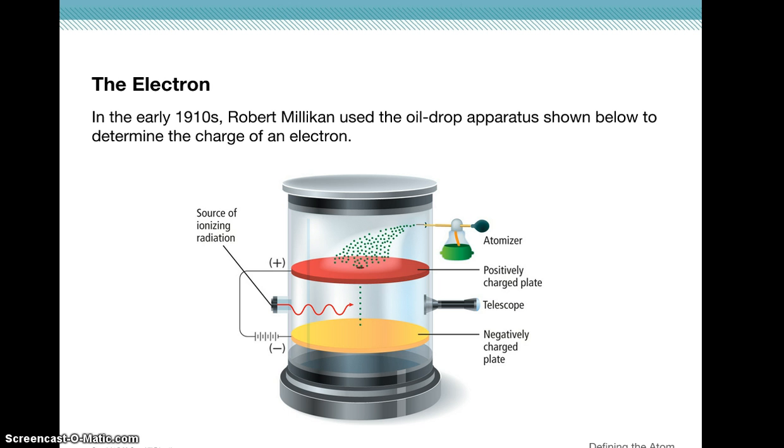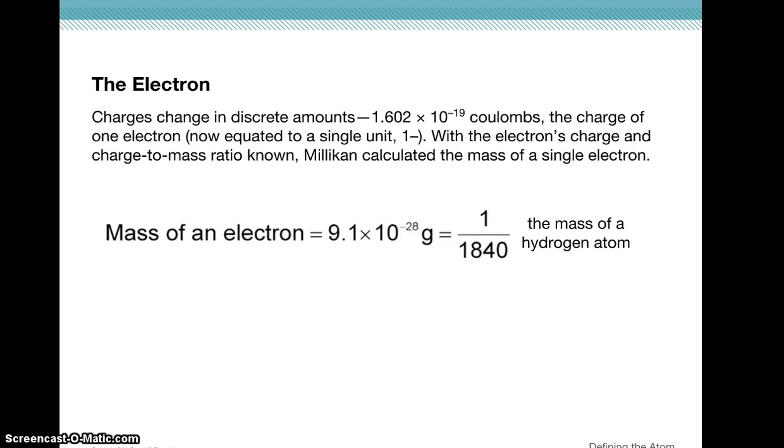Now, once Thomson discovered the electron, Robert Millikan used what's called the oil drop apparatus, or the oil drop experiment, to show the charge of an electron. He basically used an atomizer, and he could manipulate those droplets between the positive and negatively charged plates to figure out how big they were and how much charge was attached to them, to know what the charge of an electron was. And he got into some complicated math, which we don't really need to know about.